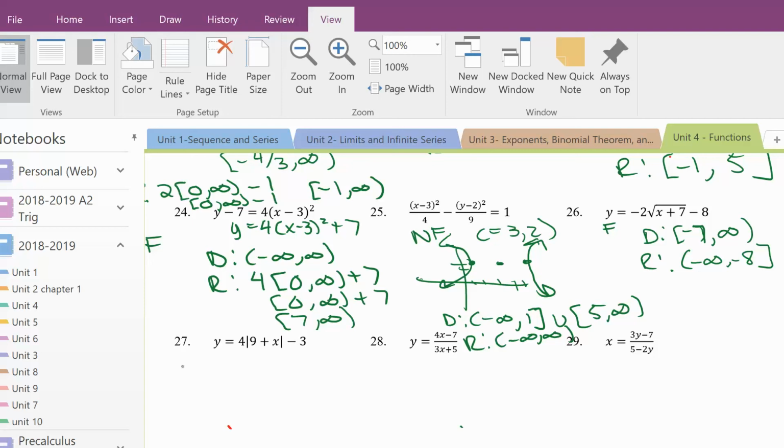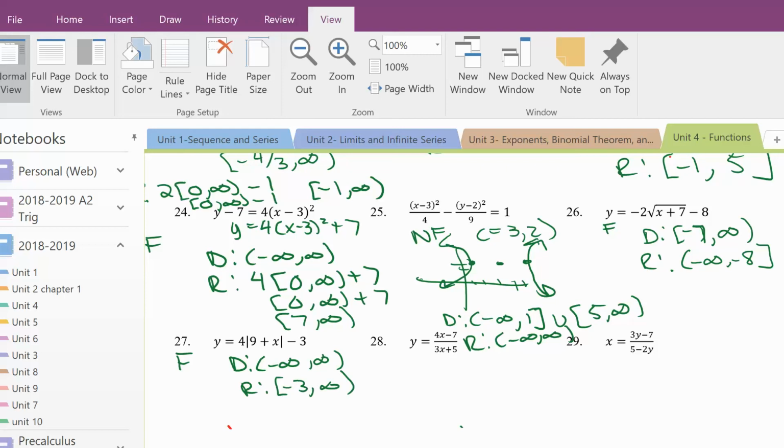For 27, it is a function. The domain is all real numbers. And the range, when you put greater than or equal to 0, 4 times that doesn't change anything. But then minus 3 makes it greater than or equal to negative 3.